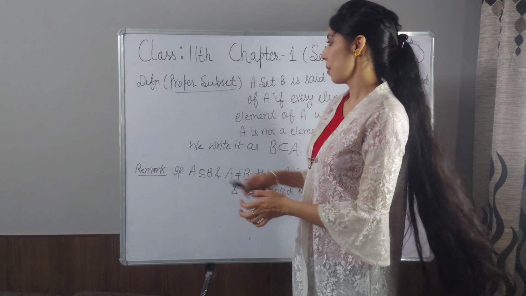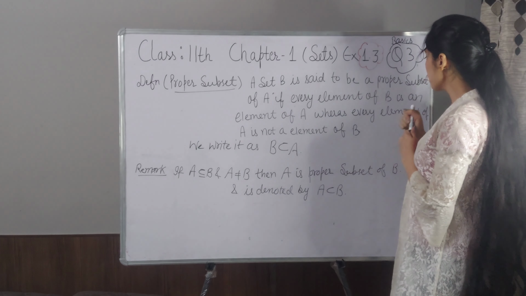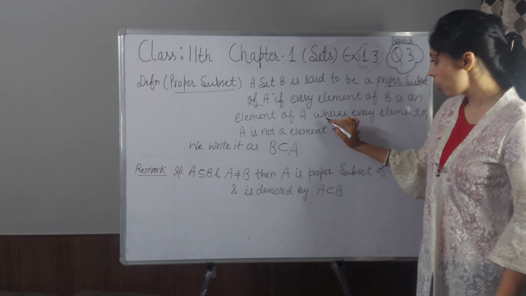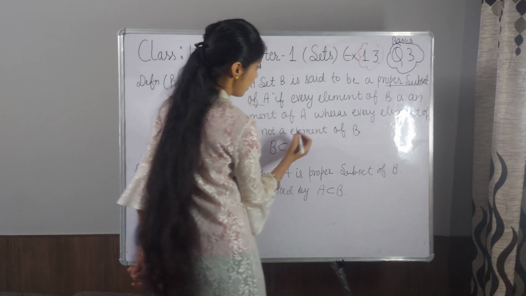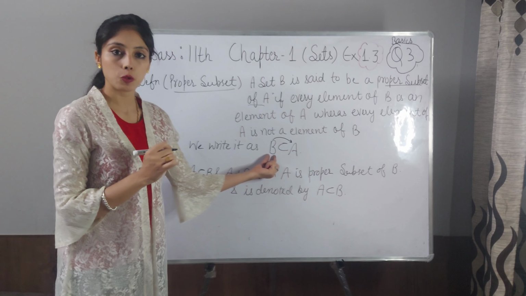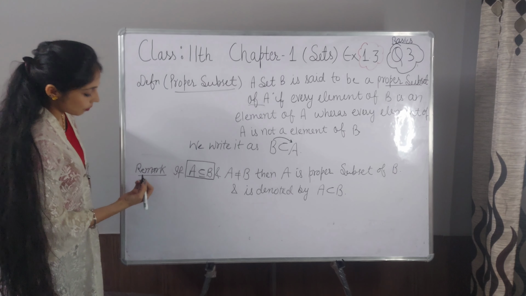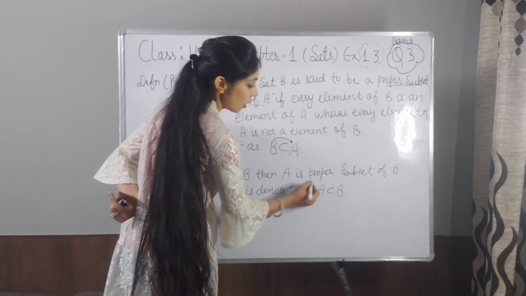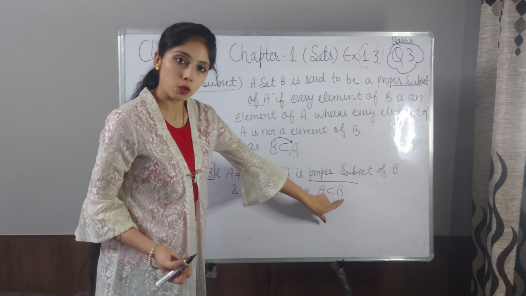Now let's see the next definition. Proper subset. A set B is said to be a proper subset of A if every element of B is an element of A, whereas every element of A is not an element of B. If all the elements of B are elements of A, but all the elements of A are not elements of B, then we can say that B is a proper subset of A. Let's see a remark: if A is a subset of B and A is not equal to B, then A is a proper subset of B and we denote it by A is a proper subset of B.